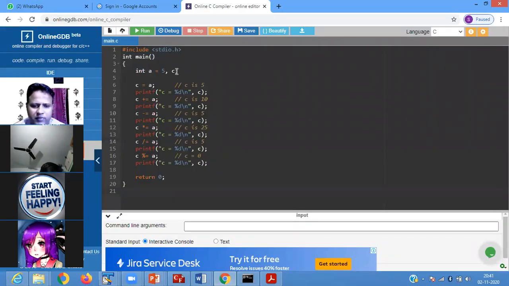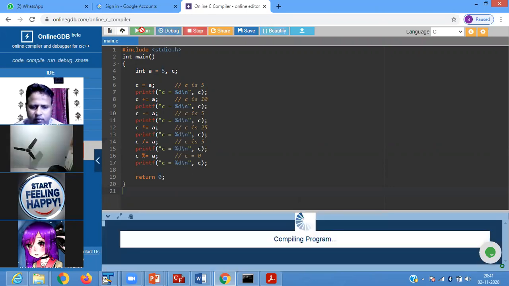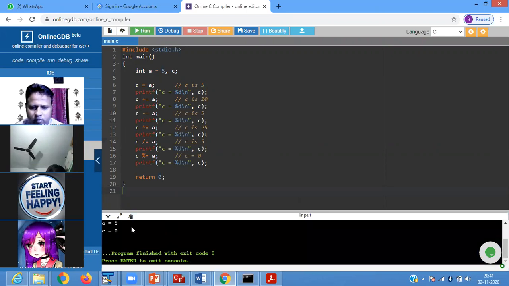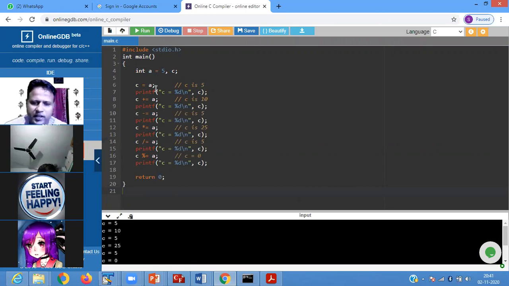int a equals to 5, c equals to a. Then print. int a equals to 5, and c stores the value of a, so it is 5. c plus equals to a means c is equals to c plus a. So the value of c is 5, the value of a is 5, so 10 is stored. So the value of c is now 10.